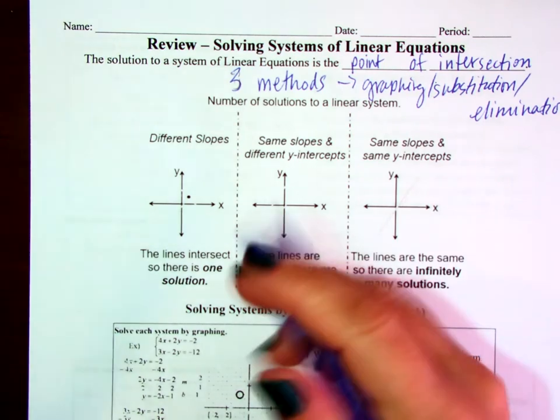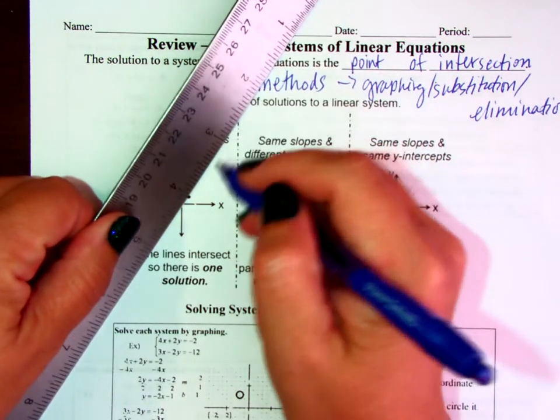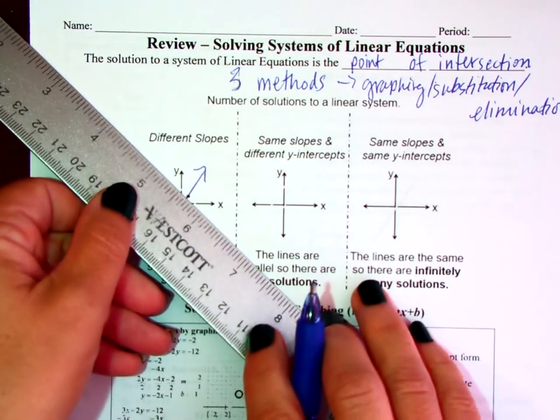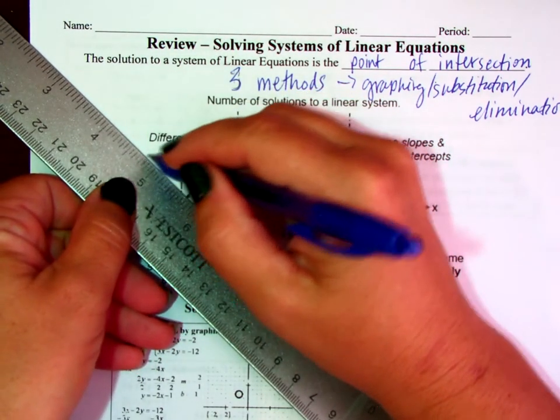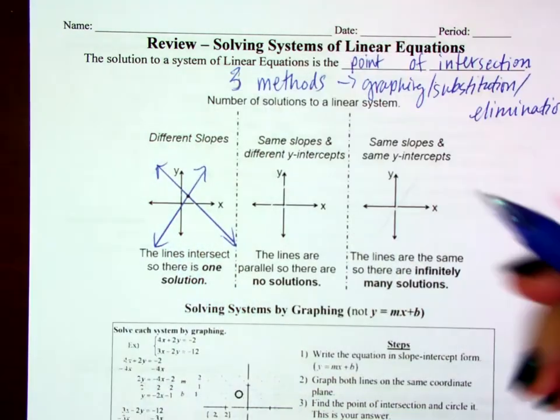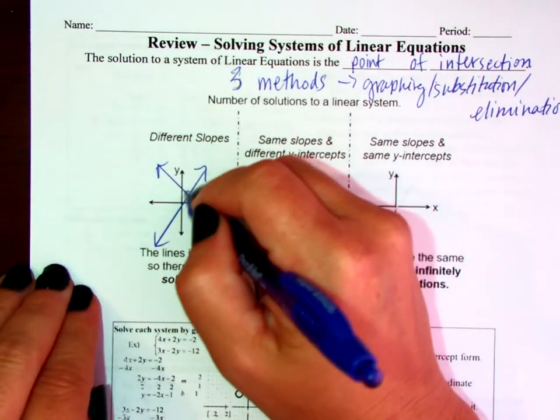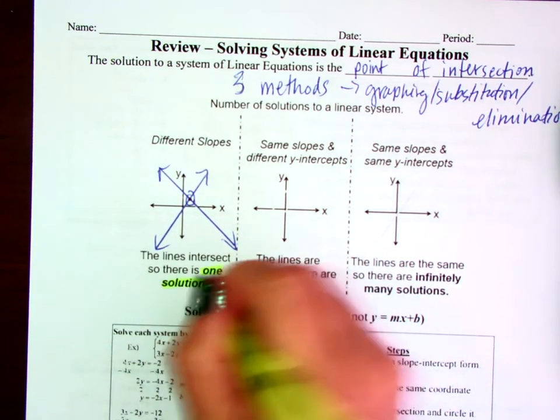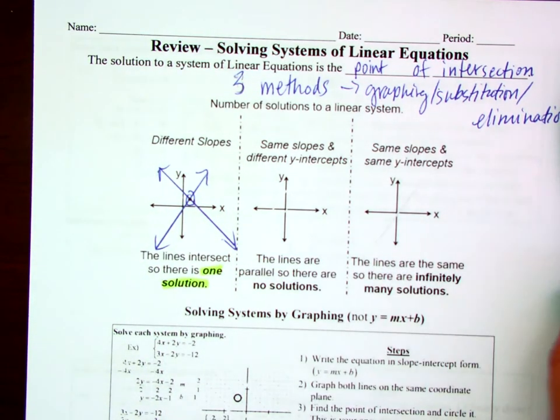So the first way is when you have two lines with different slopes. And so go ahead and draw this in. You've got this line, for example, and this line, for example, and these two lines intersect at exactly one place. So we call this having one solution or one point of intersection.